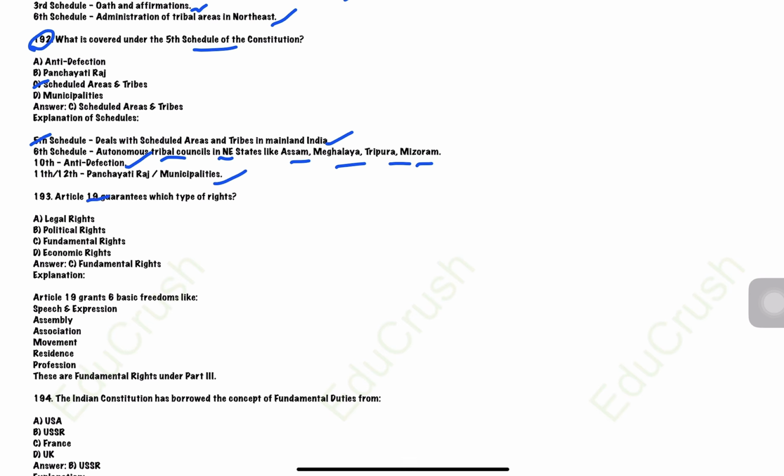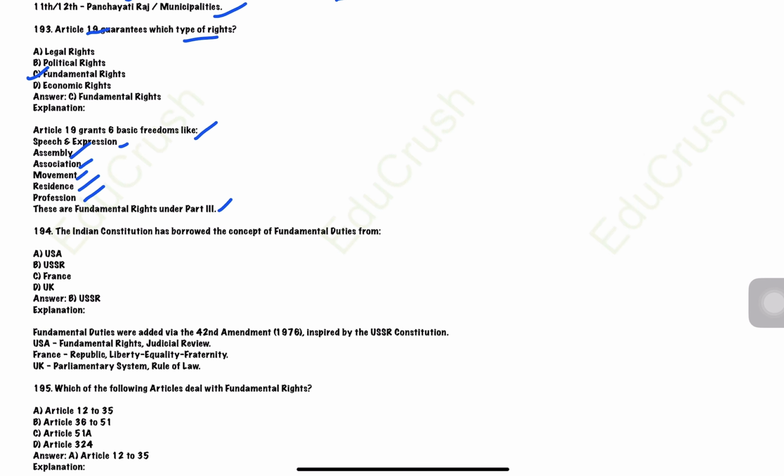Next, Article 19 guarantees which type of rights? So it guarantees fundamental rights. So Article 19 grants 6 basic freedoms like speech and expression, assembly, association, movement, residence, profession. So these are the 6 fundamental rights under Part 3.